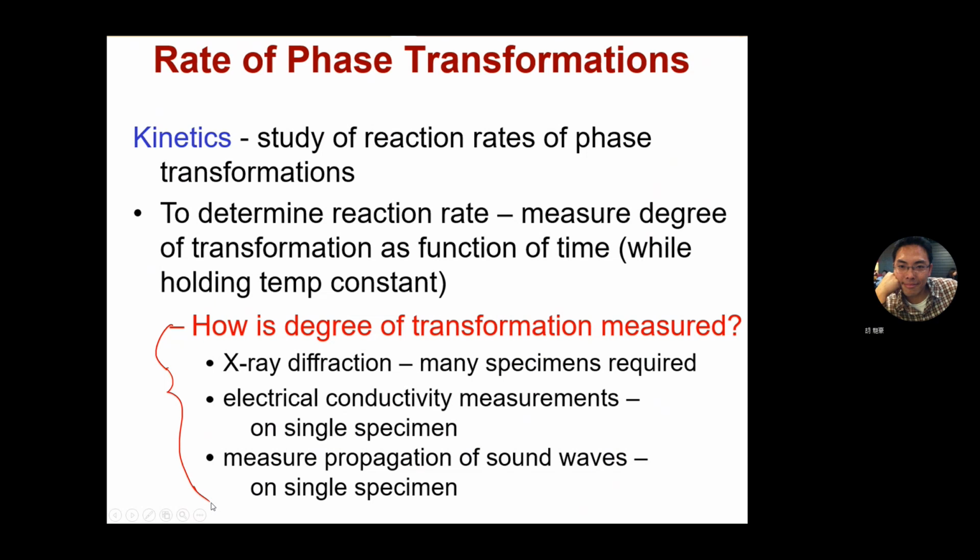Okay. Of course, we're not gonna discuss those experiments in more detail. However, we have to realize that we can measure it. We can run the experiment to know its degree of transformation as a function of time. Okay, let's look at the results.